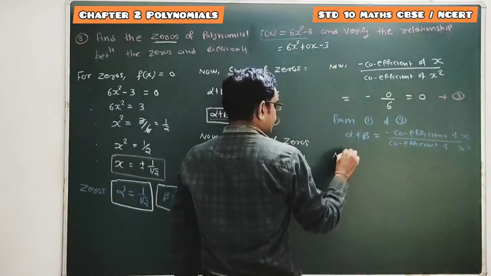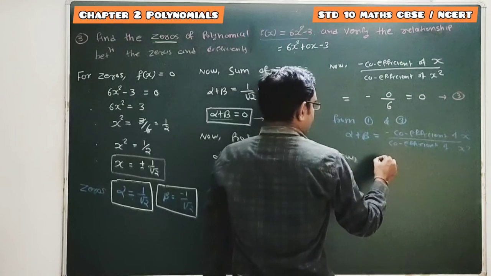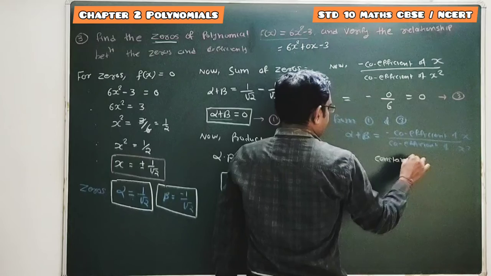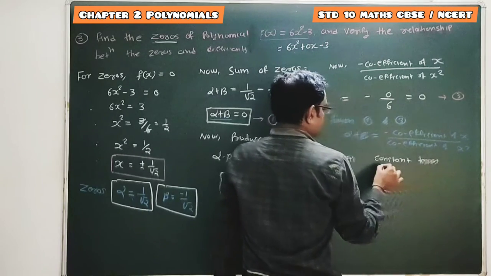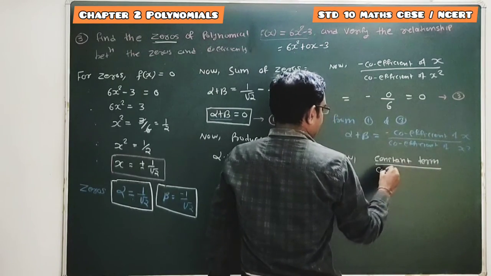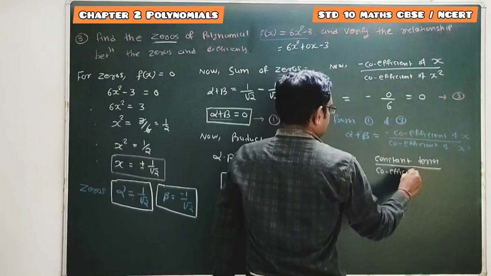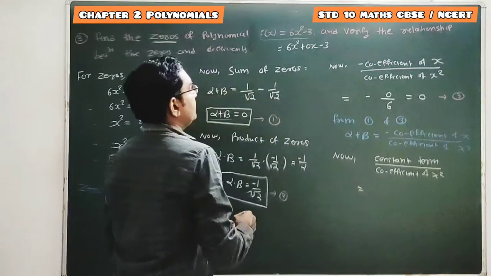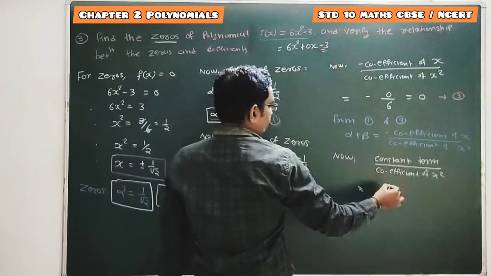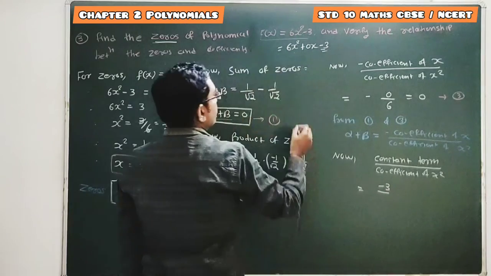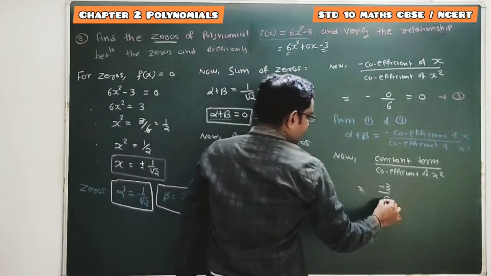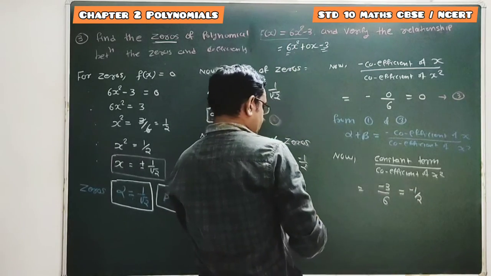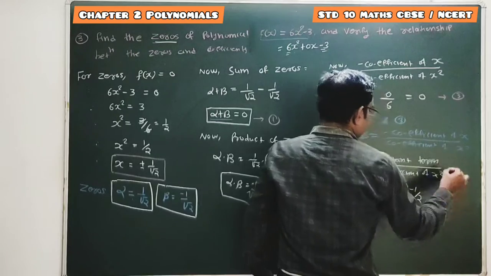Now next we have to find the value of another ratio, that is the constant term divided by the coefficient of x square. So here the constant term is minus 3, divided by the coefficient of x square, which is 6, and this is equal to minus 1 by 2. Say this one is result number 4.